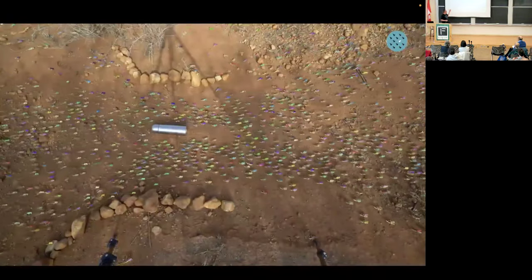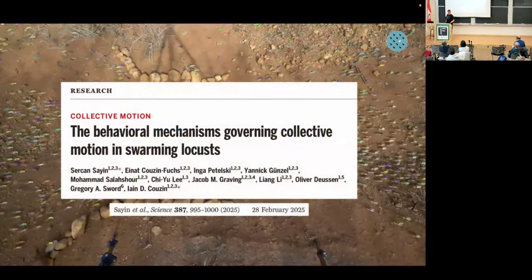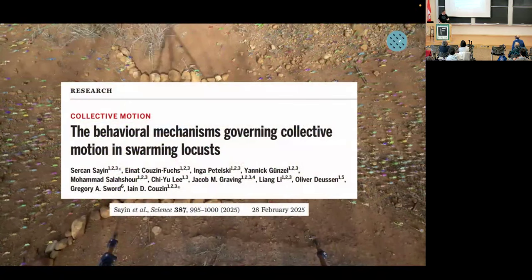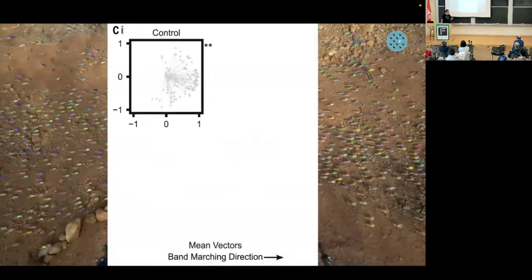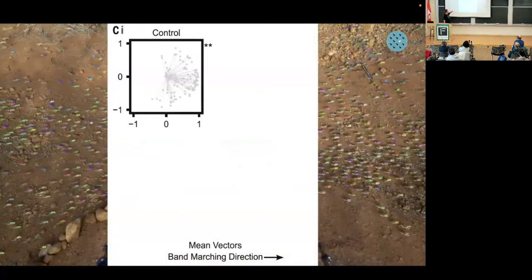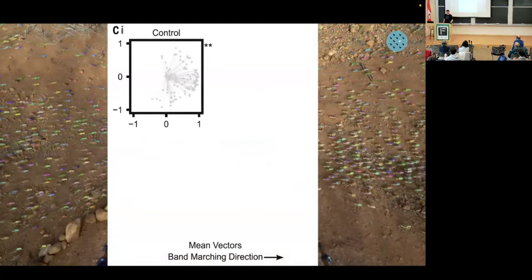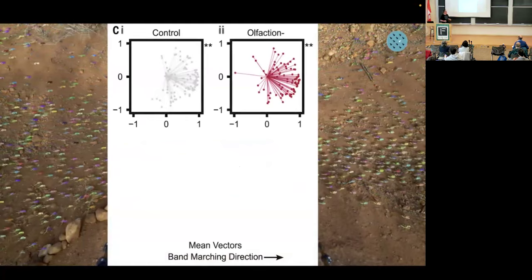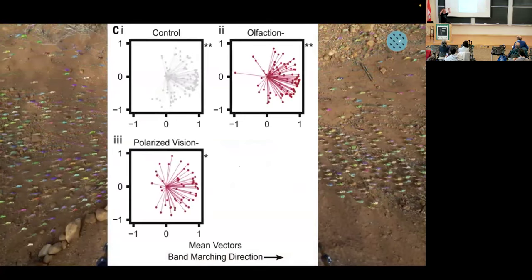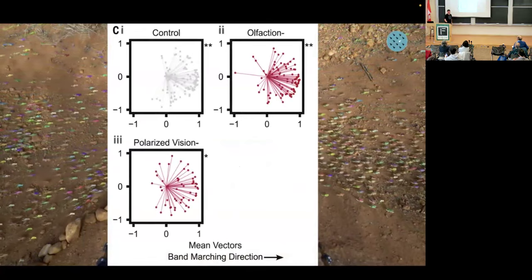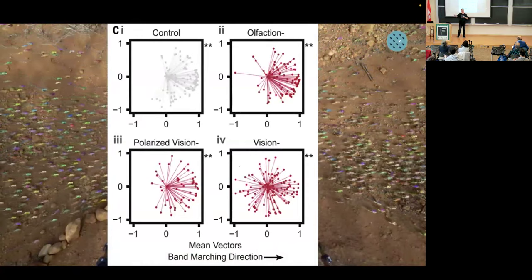And so with this new deep learning technology, we can now track animals under these very complex environmental conditions, and this paper just came out at the end of February. What we find in the field is, if you take a locust out of the swarm and pop it back in, it will march along the direction of the swarm, which is from left to right. If you remove their ability to smell, it doesn't change anything. Their ability to detect polarized light, they have this special sensing on the top of the eye, doesn't do anything. But if we remove their ability to see, they will still march, but in completely random directions.